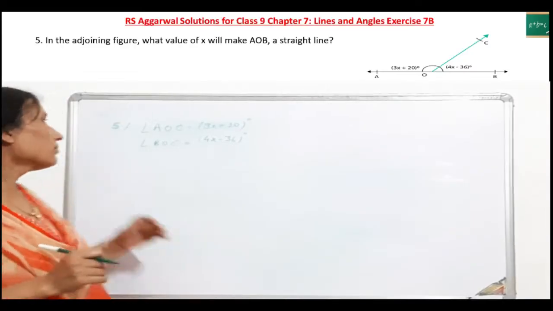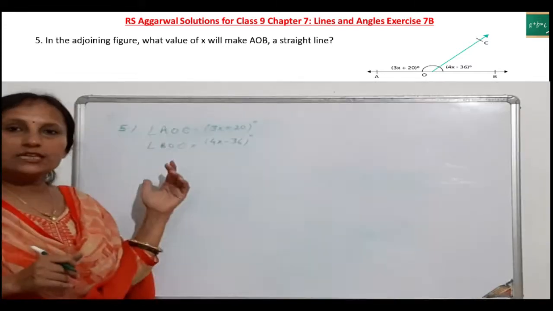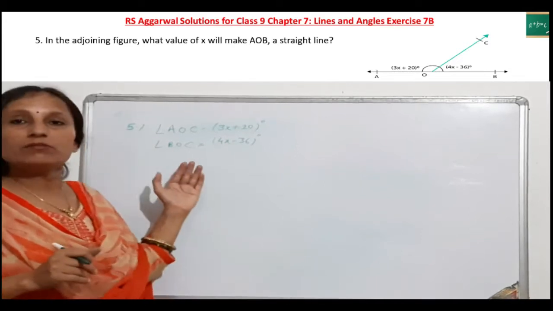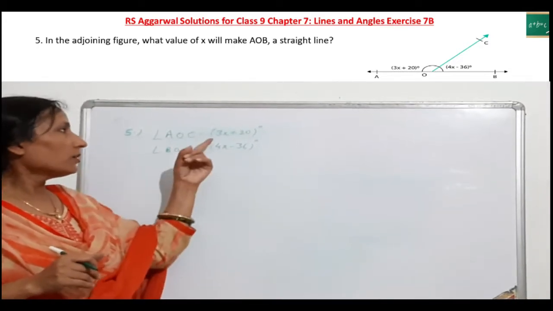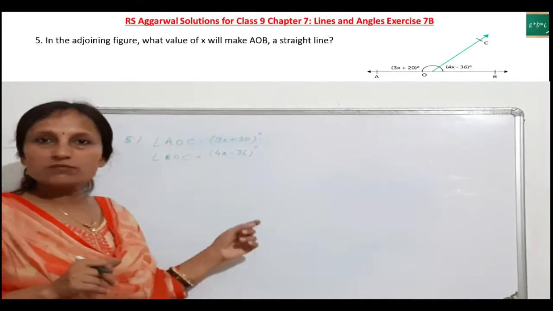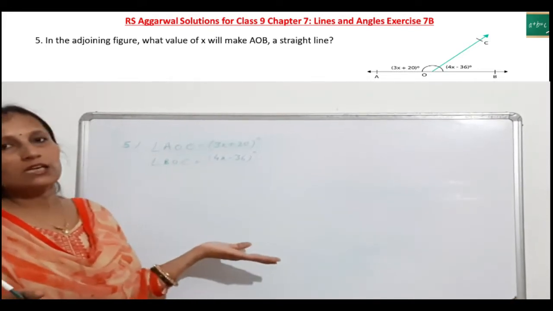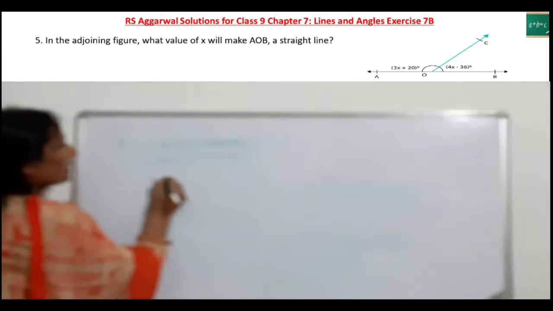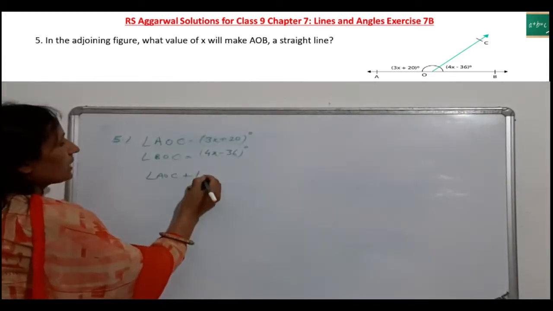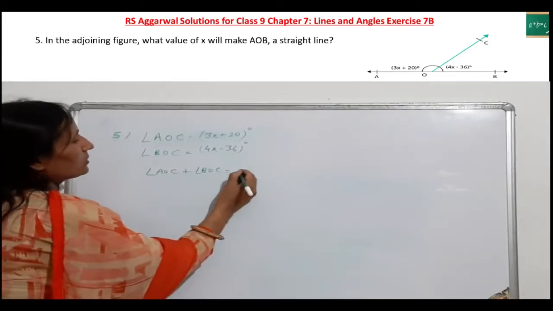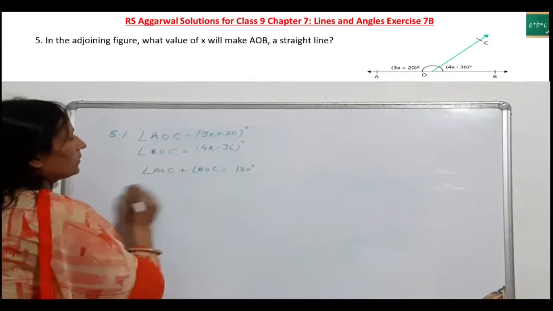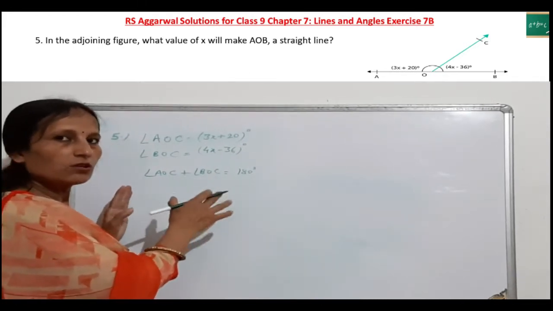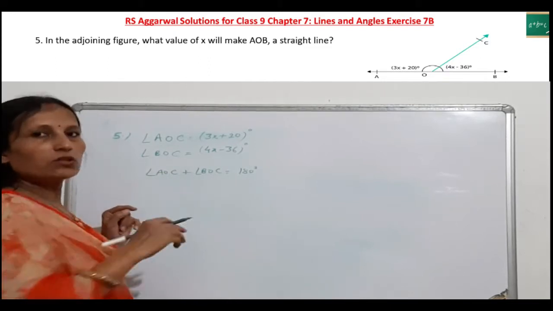Now question number 5. In the question it is asked for what value of x line AOB will be a straight line. So if the sum of these 2 angles comes to 180 degree, then it will be a straight line. So let's find out the sum of both these angles. Angle AOC plus angle BOC is equal to 180 degree. We have mentioned that the sum of both angles is equal to 180 degree, and for that we will find out the value of x.